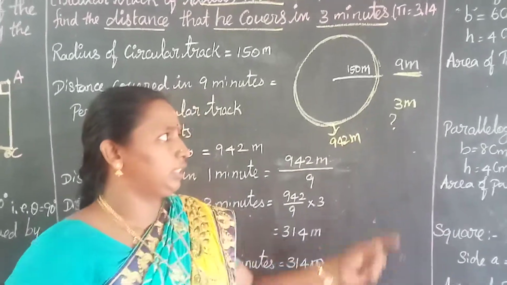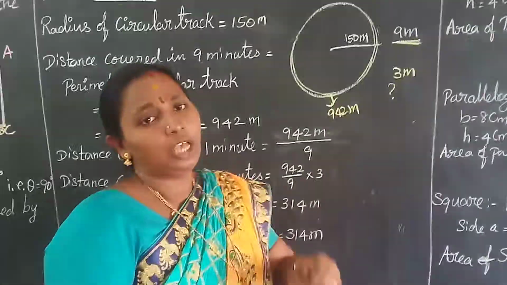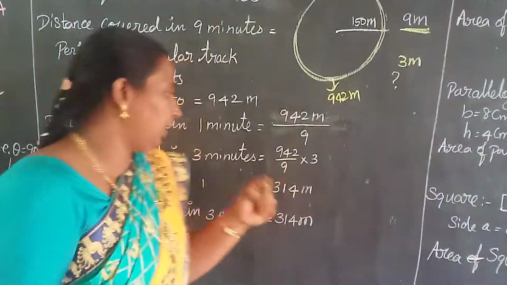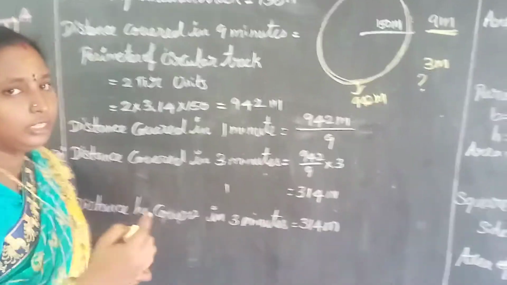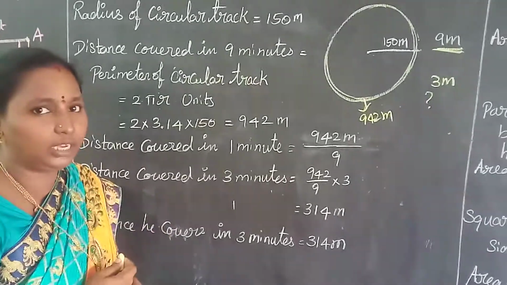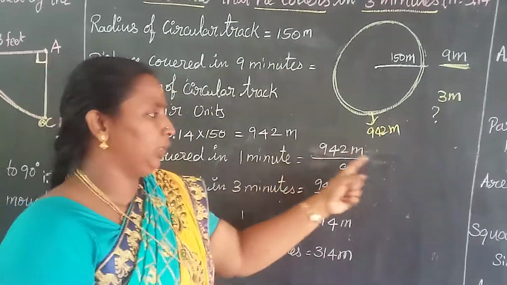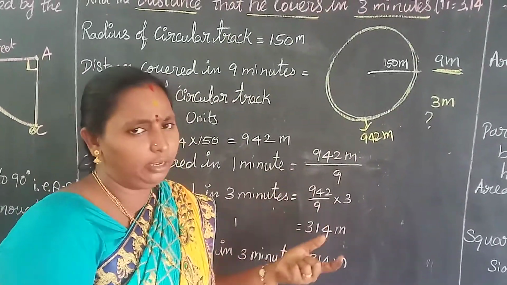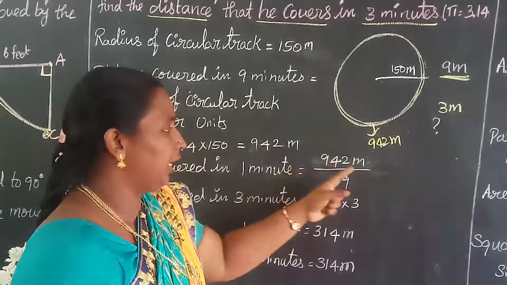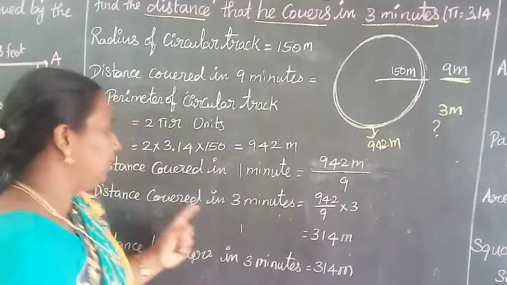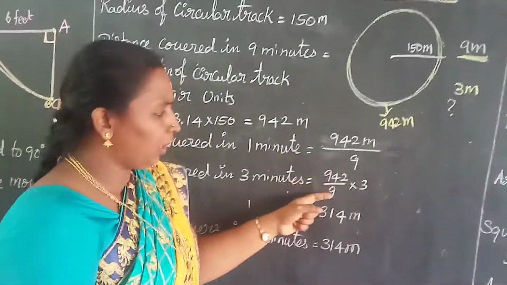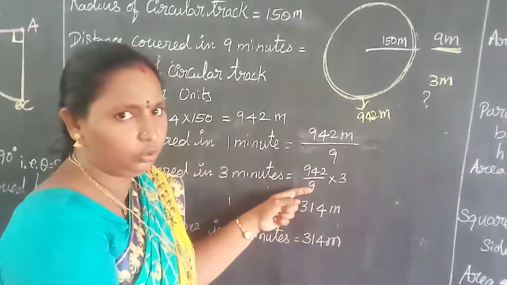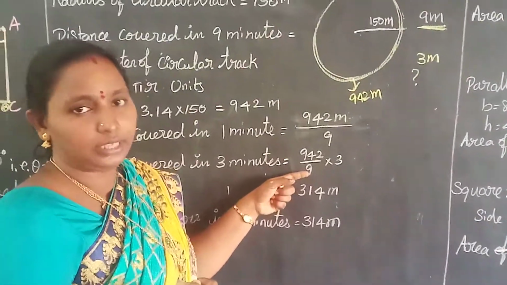So what is our question? They ask in 3 minutes how much distance he covered. For that we are going to find first the distance covered in 1 minute. So in 1 minute how much distance he covered? 942 divided by 9. Then only you can find 1 minute, you know. So 942 divided by 9. But they ask distance covered in 3 minutes. So how much he covered in 1 minute into 3, now you will get distance covered in 3 minutes.